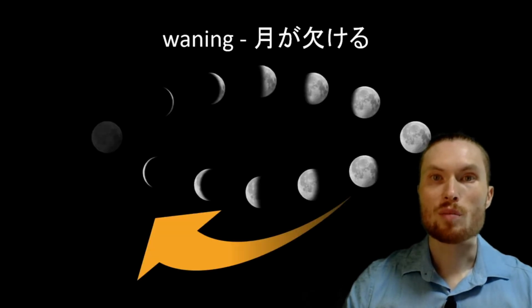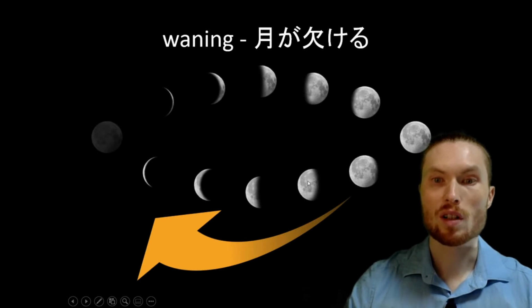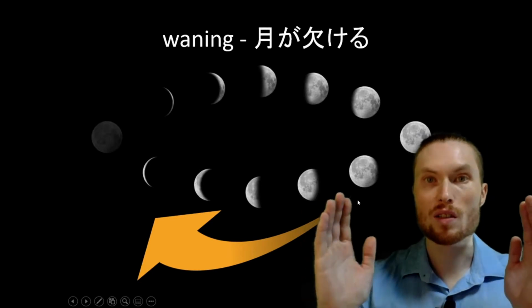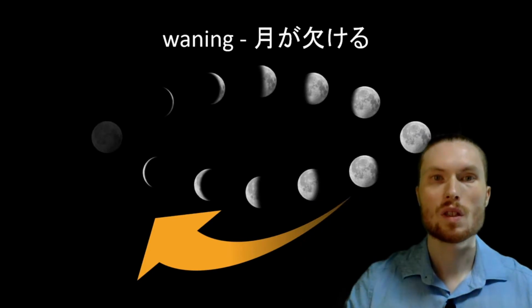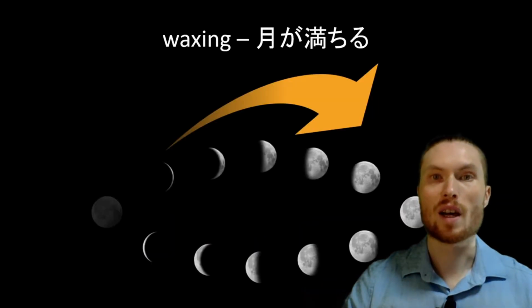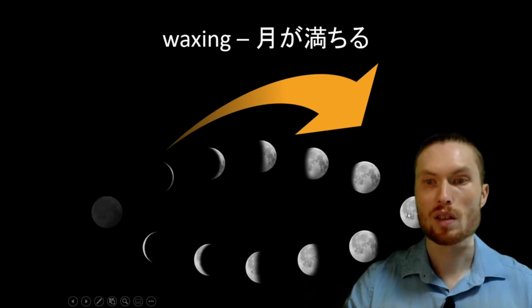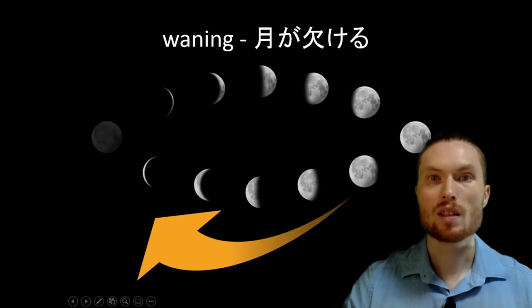Okay, let's learn about some more moon vocabulary. So the way the moon changes: when the moon is getting darker, so from full, darker, darker, darker to new moon, this is called waning, or getting smaller. And when it's getting bigger, it's called waxing. So starting from a new moon, it gets bigger, bigger, bigger. This is called waxing. So waning, waxing.